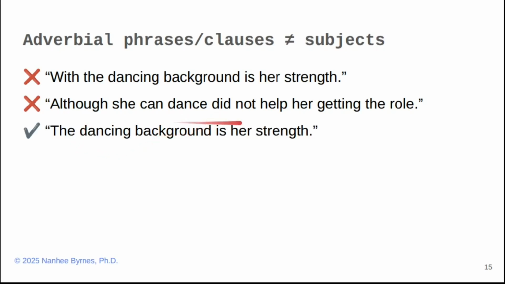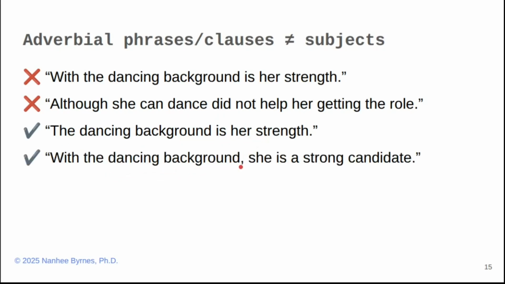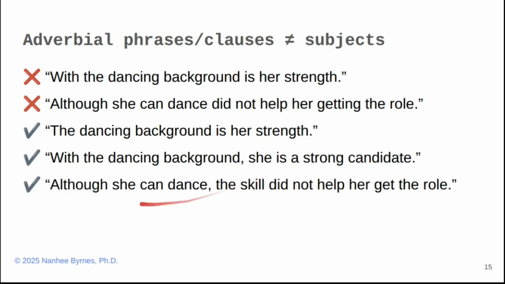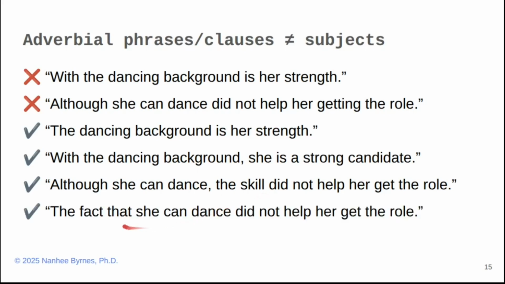For example, the dancing background is her strength. Or, with the dancing background, she is a strong candidate. Likewise, although she can dance, the skill did not help her get the role. Or, the fact that she can dance did not help her get the role. Notice how each correction gives the sentence the missing backbone it needs.